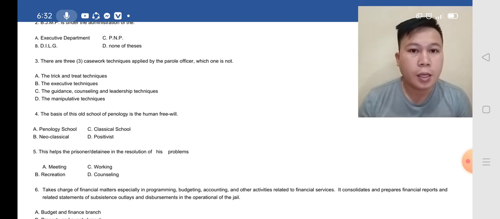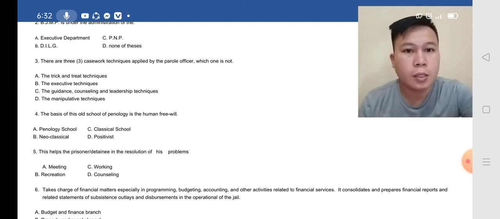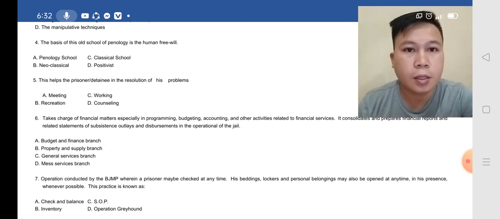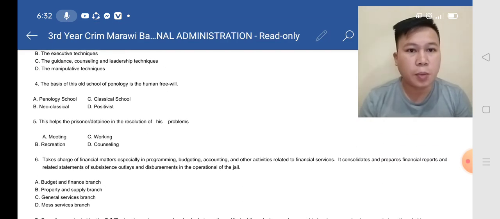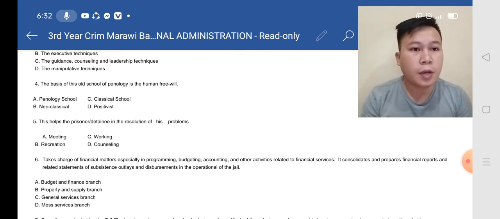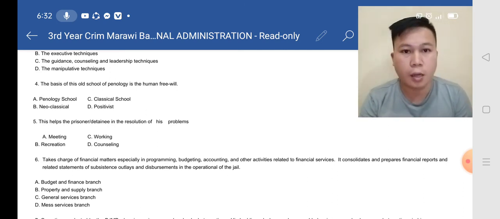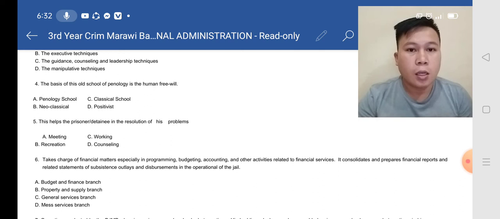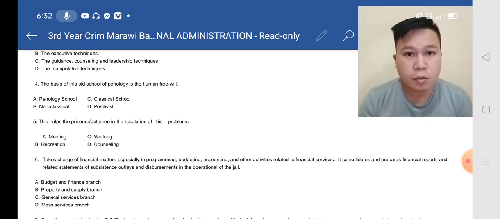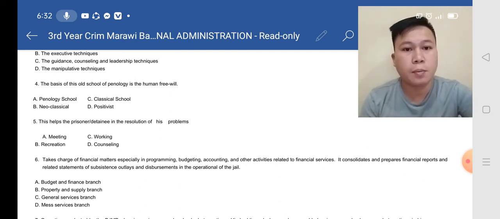Is it meeting, recreation, working, or counseling? Number 6 is take charge of financial matters, especially in programming, budgeting, accounting, and other activities related to the financial services. It consolidates and prepares financial reports and related statements of subsistence, outlays, and disbursement in the operation of the jail. So, makikita natin ang tamang sagot pagkatapos nito. Okay, letter A, budget and finance branch, property and supply branch, general services branch, or maze services branch.